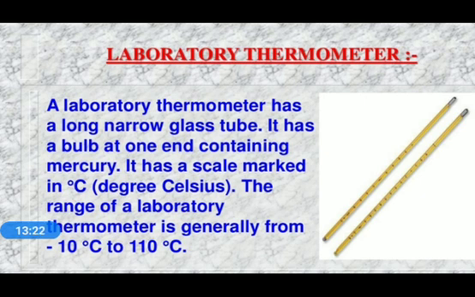So you can see that a clinical thermometer has a range from 35 degrees Celsius to 42 degrees Celsius, which is specialized to take the temperature of the human body. Whereas if we want to take the temperature of other bodies, like hot water or cold water, then it is advisable to use the laboratory thermometer instead of the clinical thermometer, because the laboratory thermometer has a range starting from -10 degrees Celsius to 110 degrees Celsius.